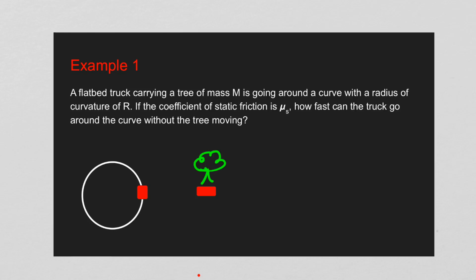All right. Coefficient of static friction, because you don't want that tree to fall out of your truck. How fast can you go around the curve? Well, let's draw a force diagram on this tree. I've got normal force, mg, and then, oh look, this would be towards the center direction.